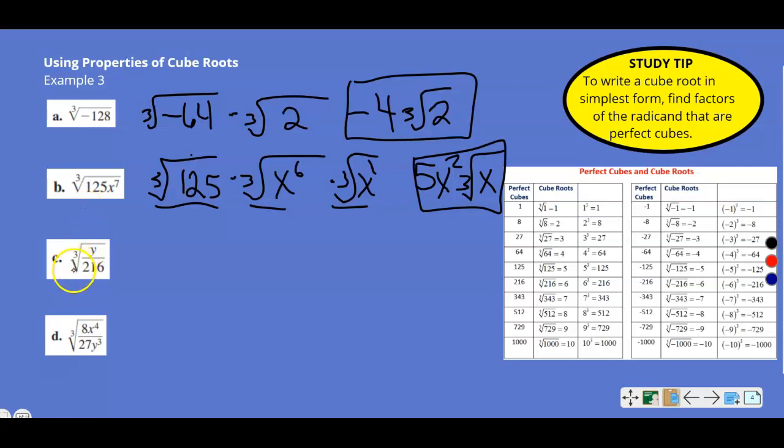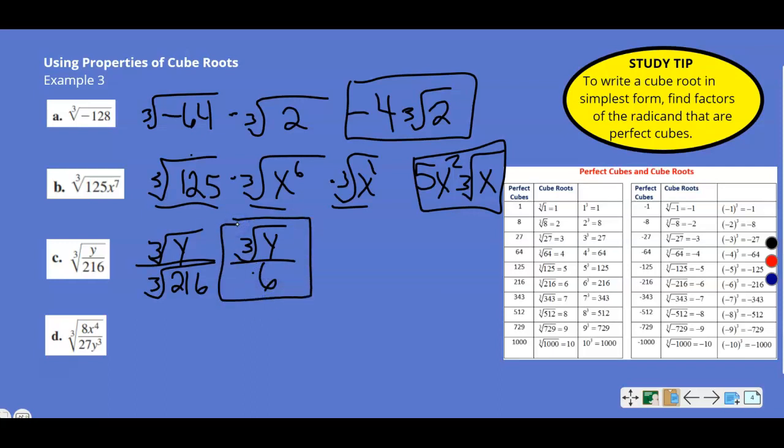Now we need to do the cube root of y divided by 216. This is to the first power if it doesn't have a power. 216, if we look down through here, is the same as 6 cubed. So we're going to rewrite this as cube root of y over cube root of 216. Cube root of y cannot be reduced, so we leave it. Cube root of 216 is actually 6. These aren't too difficult if you know your perfect cubes, or if you have a table with perfect cubes on it.